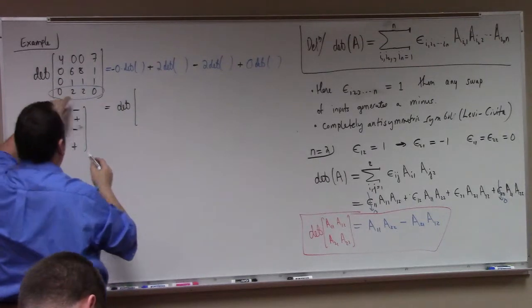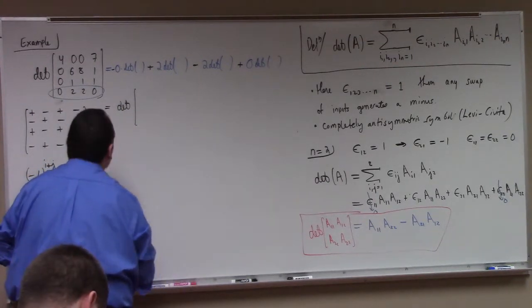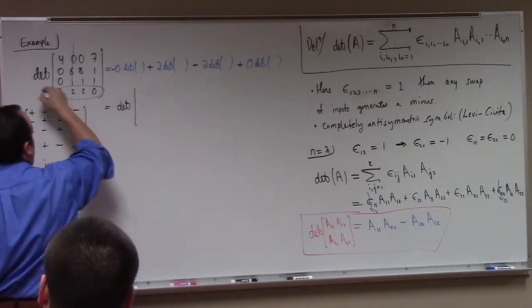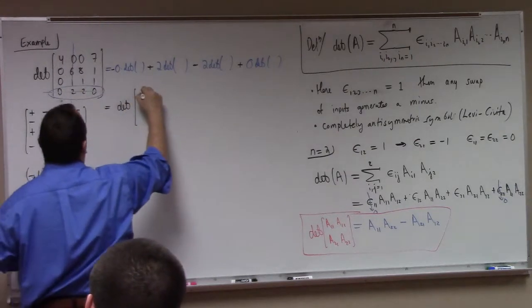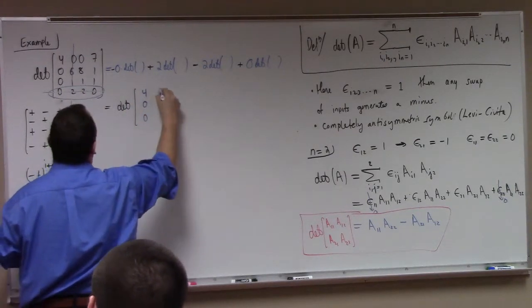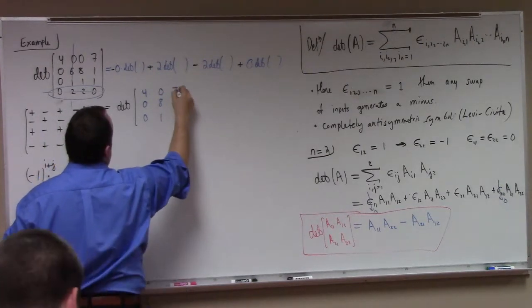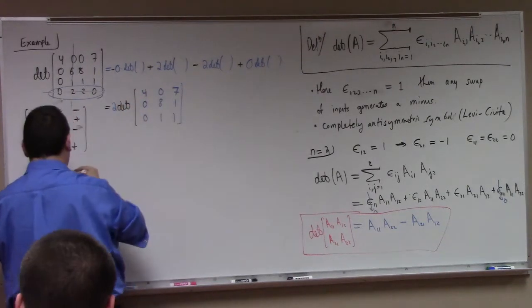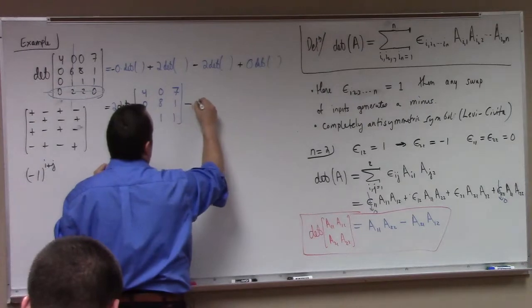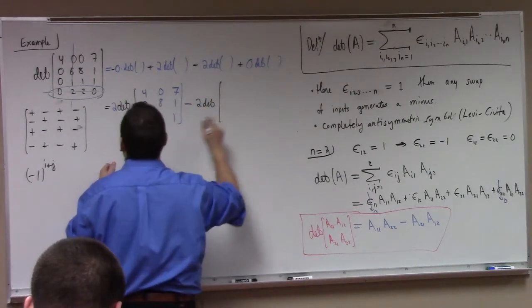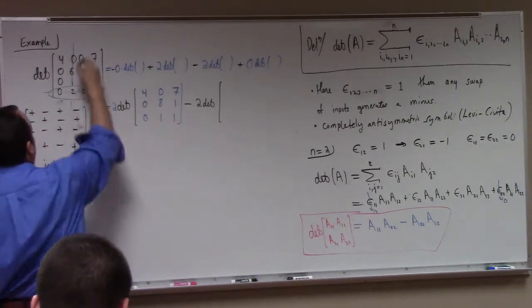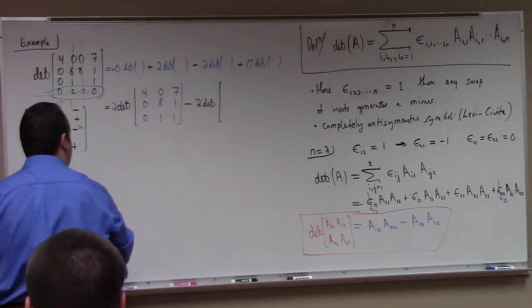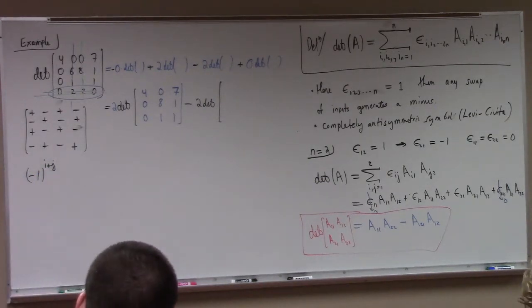Well, the first two, we basically think about crossing this and that out, and that leaves us with 4, 0, 0, 0, 8, 1, 7, 1, 1. That 2 is still there. And then I do minus 2 times the determinant of the 3 by 3 obtained by crossing out, I'll do it in green, this one and that one. So I won't write in green, though, because that's nearly unreadable. It's like ghost writing.